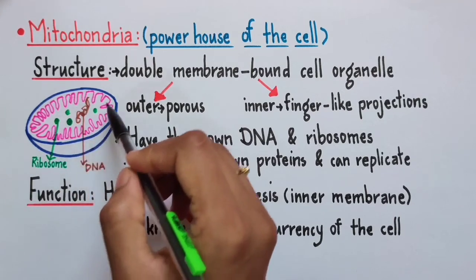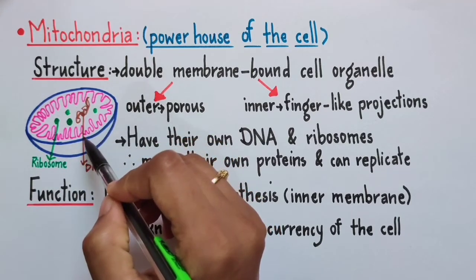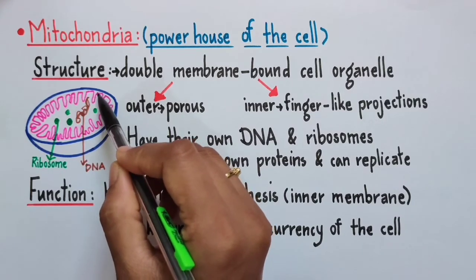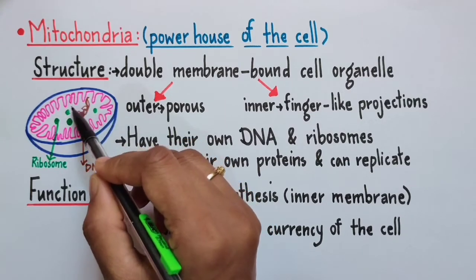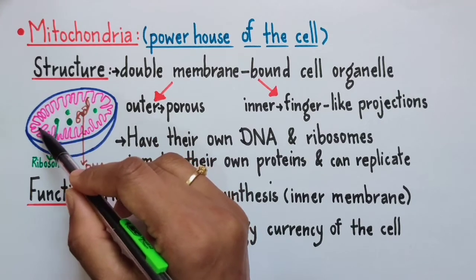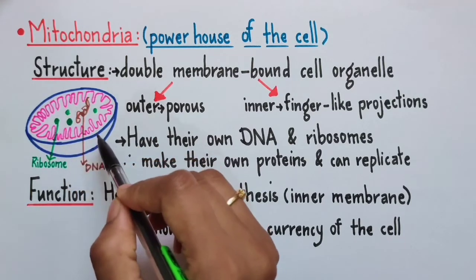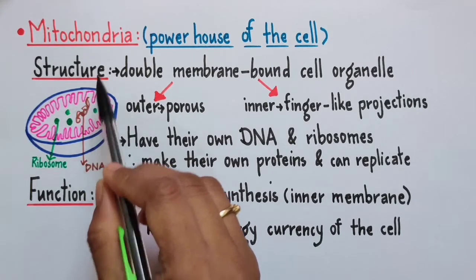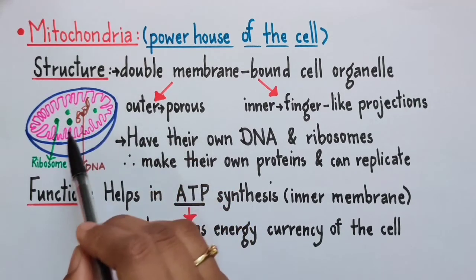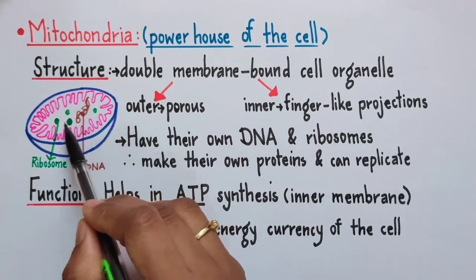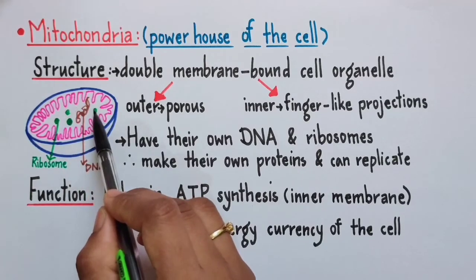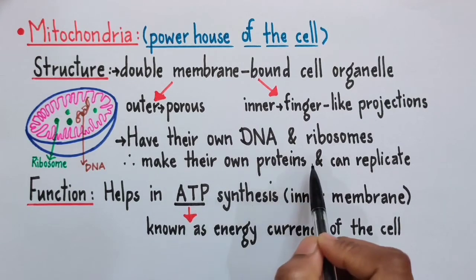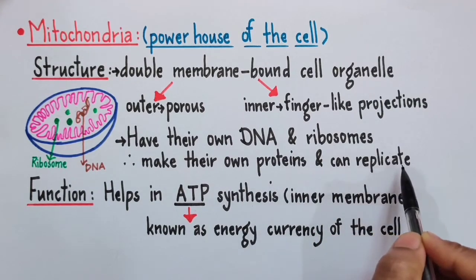On the other hand, the inner membrane has numerous finger-like projections which provide greater surface area for ATP synthesis. We'll be looking at it a bit later. Other than this, one unique feature of mitochondria is that they have their own DNA and their own ribosomes. As a result, they can make their own proteins and they can replicate as well.